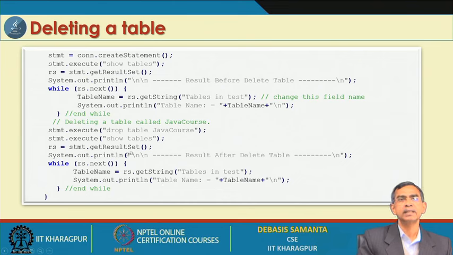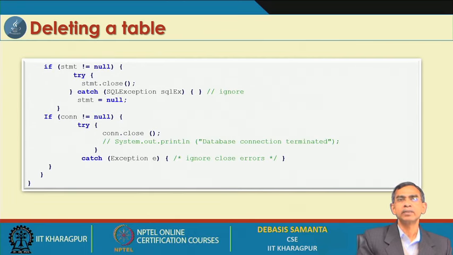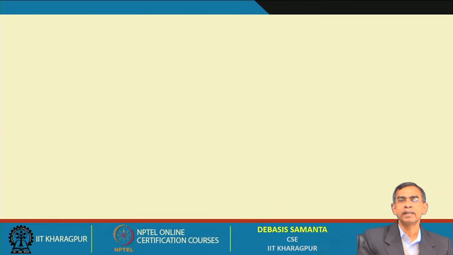Now, after this we execute drop table Java course, that means we want to delete the table permanently, whether it contains records or not, it will remove the table permanently, physically from the server. And then show tables, after this again if we repeat the same thing, you will see that all tables are there except the Java course table, because the Java course table has been deleted. So, this is the way the different statements can be executed, and then after executing the different statements we can process the results.